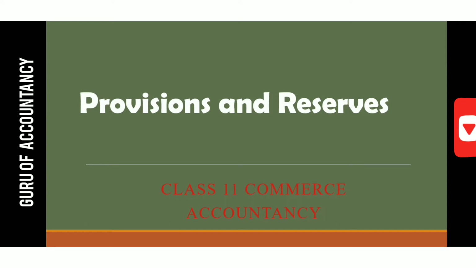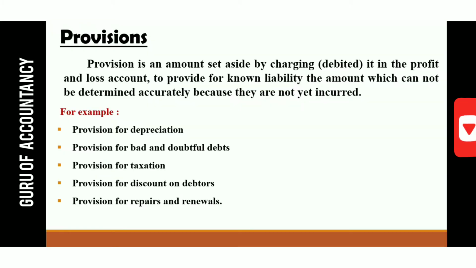So let us begin with the provisions. Provision is an amount set aside by charging it to the profit and loss account to provide for a known liability, the amount of which cannot be determined accurately because it is not yet incurred. So, provisions are created for liabilities and expenses whose amount is uncertain. When you are not aware of the exact amount of liability or exact amount of likely expense, then you have to create provision for it.